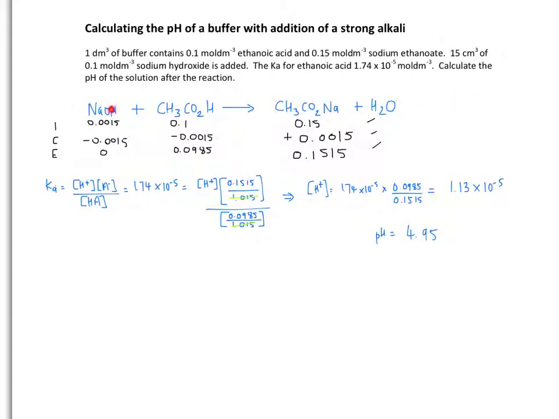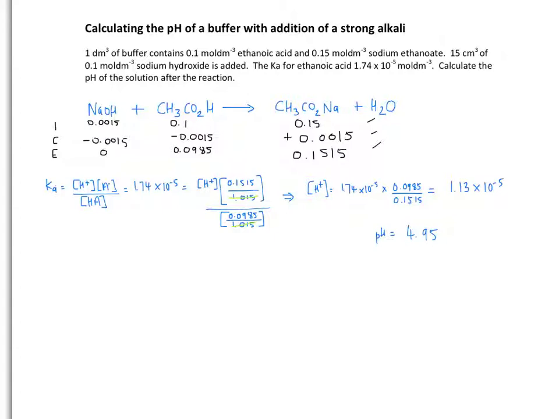In the reaction, the sodium hydroxide reacts with the weak acid, making salt and water. The sodium hydroxide is the limiting factor. We will subtract by this amount. On the left, there's 0.1. Subtract the NaOH amount, leaves us with 0.0985 moles of the weak acid. The salt has gone up because it's the other side of the equation, and we end up with 0.1515 moles of the sodium ethanoate.